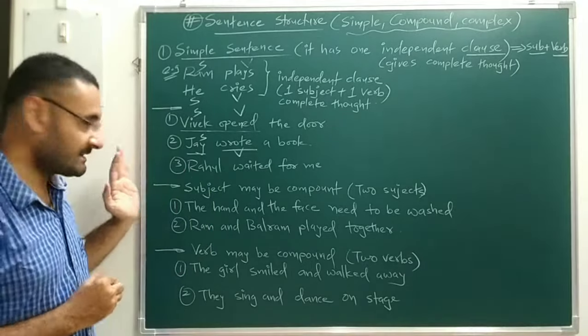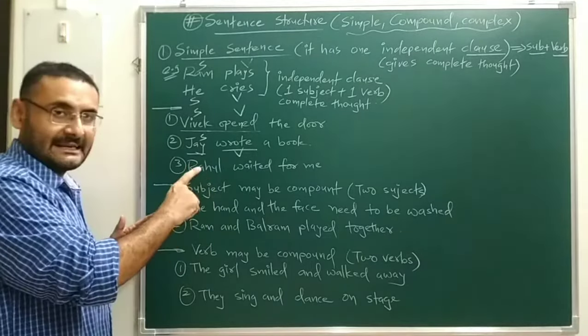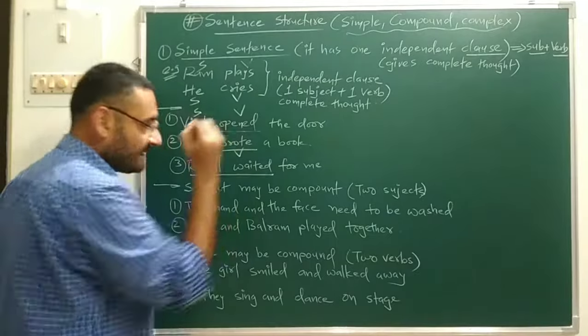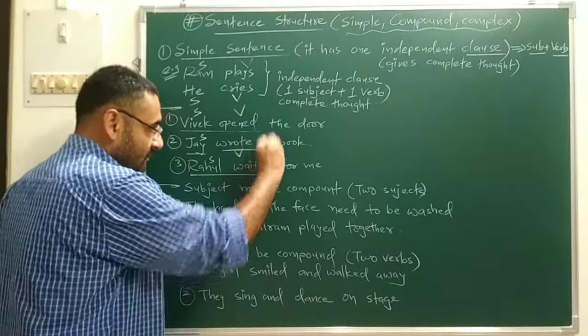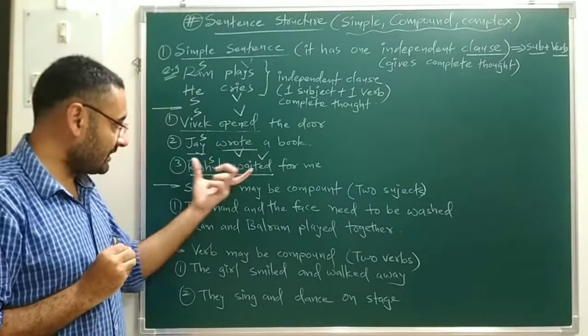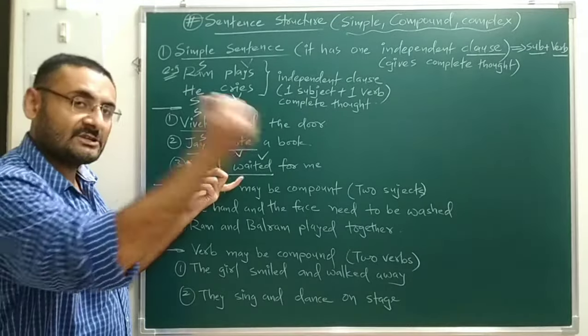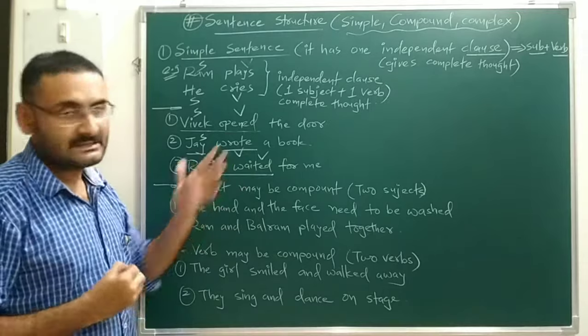Okay, next is, Rahul waited for me. That is also a simple sentence. Why? Because that sentence has one independent clause. Independent clause means what? One subject and one verb. That is your independent clause which gives the complete thought in a sentence.